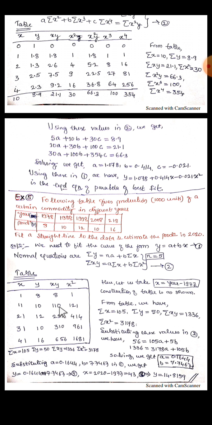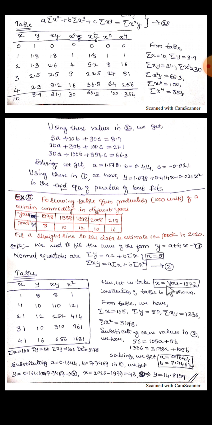Now find the column sums. These are the column sums. So here we have written summation of x is 105, summation of y is 50, summation of xy is 1336, summation of x squared is 3178. Substitute these summation values in the normal equations with n equals 5, n being the number of observations here. We get these two equations. Solving these two equations, we get the values of a and b: a is 0.1644 and b is 7.7467.